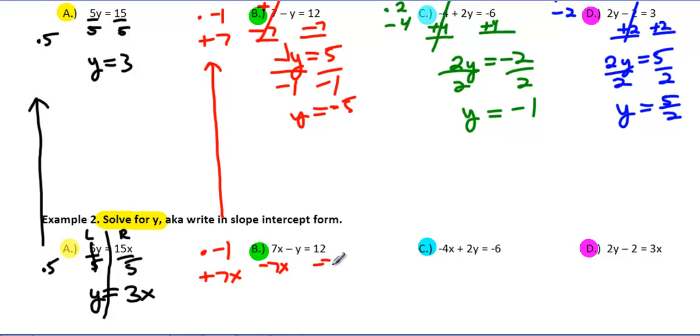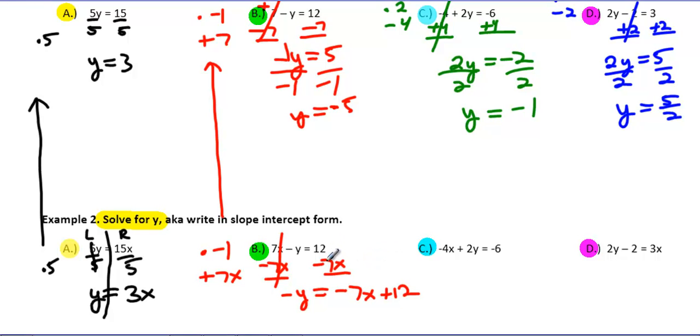So I'm going to subtract 7x from both sides. That's going to cancel out, giving me negative y equal to, and I'm always going to write my variable first, something we talked about before. Notice that these are not like terms, so I cannot combine them. I can only rewrite them. So negative 7x plus 12 is how I would rewrite that.